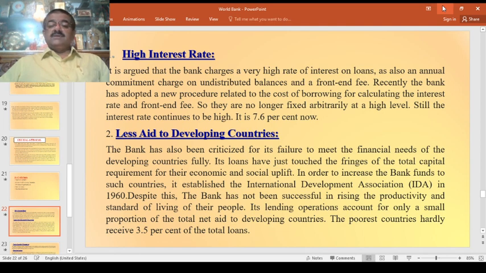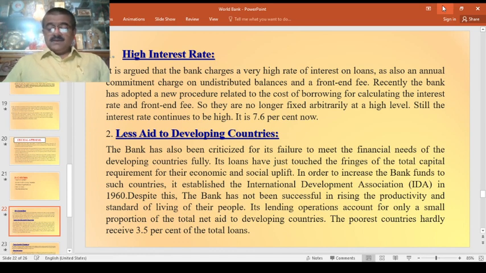In order to increase the bank funds to such countries, it established the International Development Association (IDA) in 1960. Despite this, the bank has not been successful in raising the productivity and standard of living of their people. Its lending operations account for only a small proportion of the total net aid to developing countries. The poorer countries hardly receive 3.5% of the total loans.